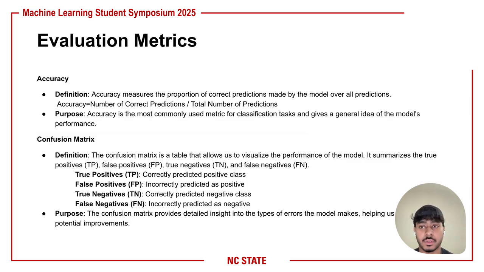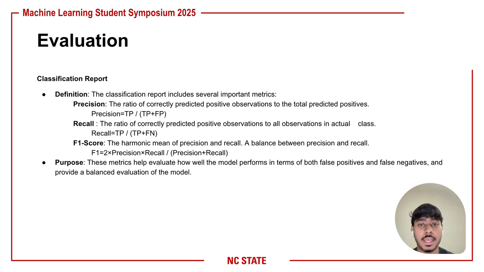Coming to the evaluation metrics, we use several metrics where accuracy is a very straightforward one. It just shows you the proportion of correct predictions. However, we also look at the confusion matrix to understand the types of errors that our model makes, and it helps us break down the predictions into true and false positives as well as true and false negatives. The last one is a combination of three different metrics. We use the classification report to look at precision, recall, and F1 score, where precision is the accuracy of our positive predictions. Recall shows us how many actual positives were correctly identified, and the F1 score gives us a balanced measure of precision and recall.